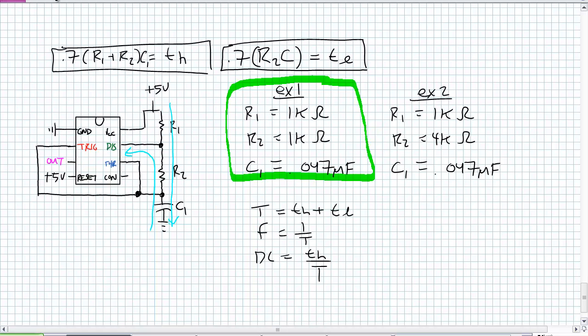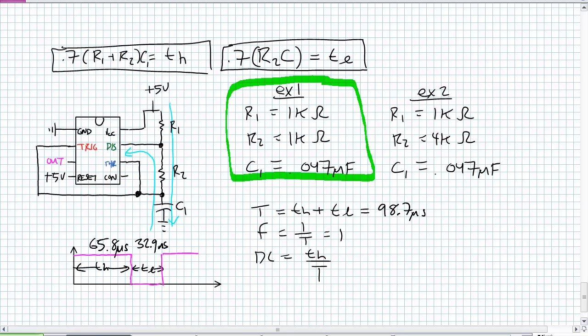If you go ahead and run the numbers here, what you're going to get for this particular configuration, let's go ahead and draw a diagram. Your time high is going to be 65.8 microseconds. Your time low, 32.9 microseconds. Time high plus time low is going to be 98.7 microseconds. Your frequency, roughly 10.1 kilohertz. And like I said previously, it should be roughly a 2/3 duty cycle. What's happening there is 65.8 divided by 98.7, you're getting a 66.6% duty cycle, 2/3 duty cycle.